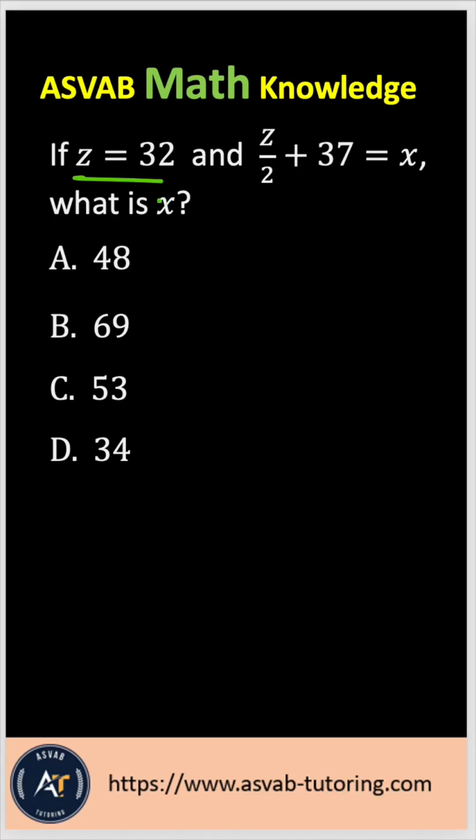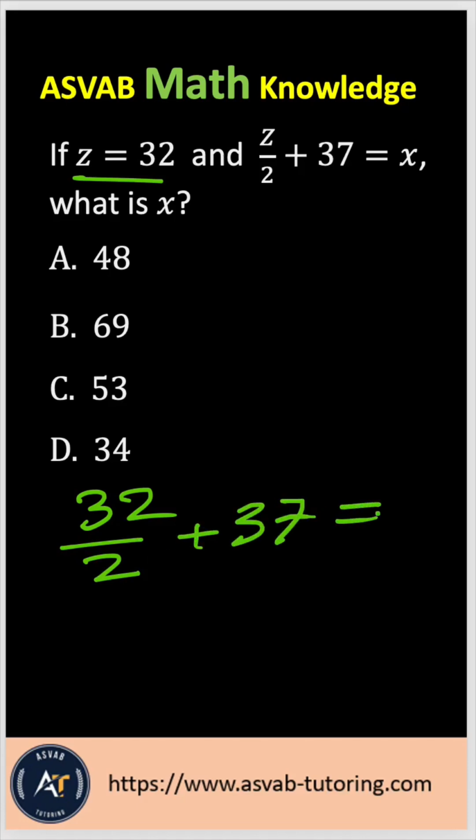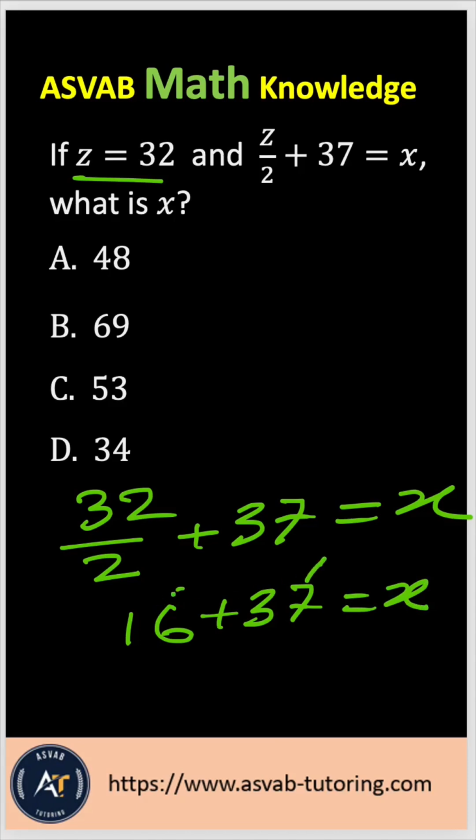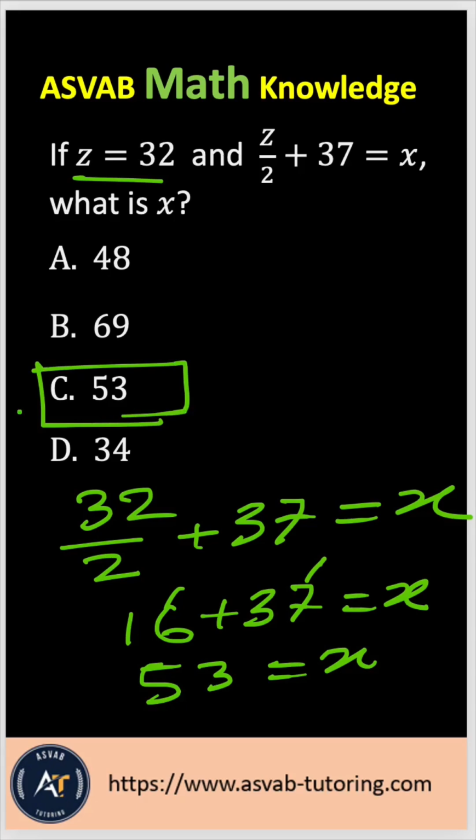So it's pretty simple. Let's plug in the value and simplify it. So that gives you 32 over 2 plus 37 equals x, right? So 32 divided by 2 is 16, plus 37 equals x. So add them up. 6 plus 7 is 13, write 3 and carry 1; 1 plus 3 is 4, plus 1 is 5. So 53 equals x. So the correct answer is option C. So it is getting harder, right? So make sure that you practice over and over again.